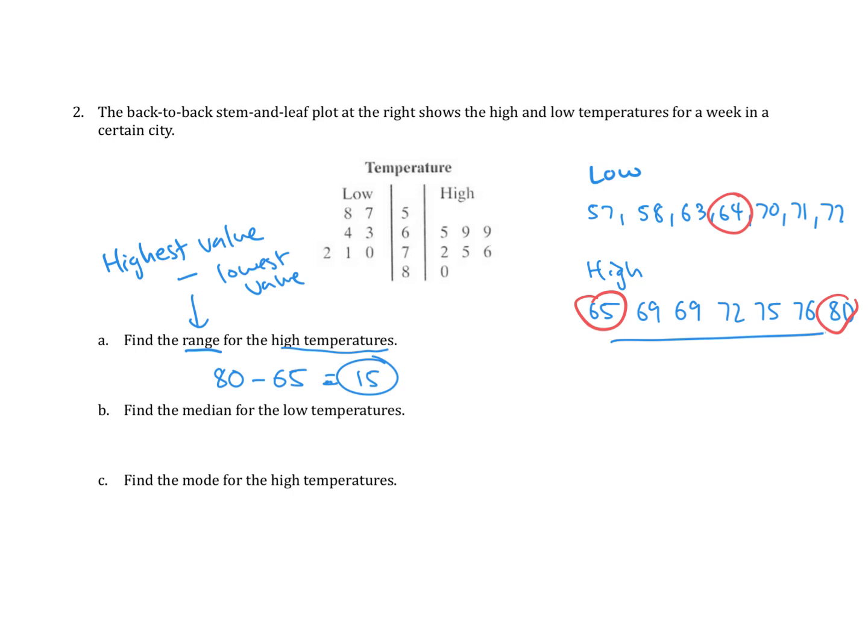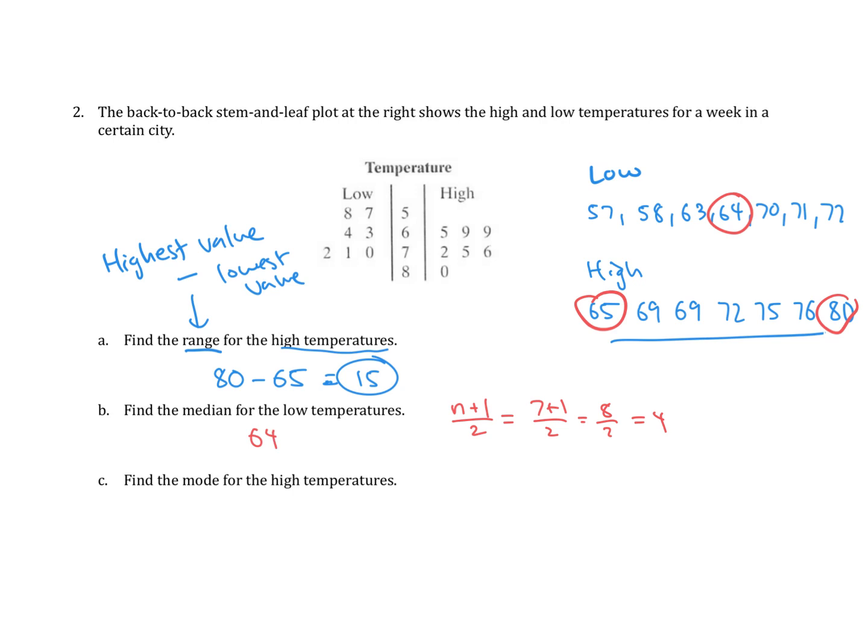Or I can also, if I don't list out the data values, remember when we find the median, you can find its position by doing the number of data values plus 1 divided by 2. In this case, there are 7 data values. 7 plus 1 divided by 2 gives us 4. So the fourth data value is going to be the median. So if I look at my stem and leaf plot, the first one is 57, the second one's 58, the third is 63, and the fourth is 64. That's going to be my median, 64.